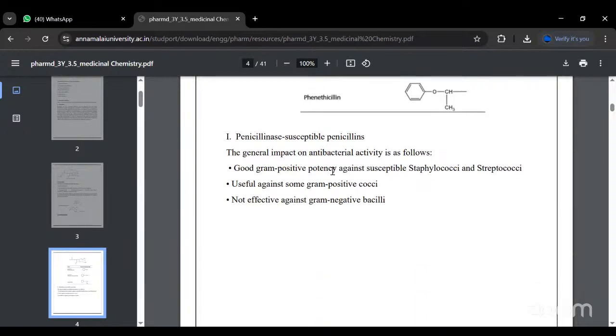The classification of penicillin is susceptible penicillins. The general impact on antibacterial activity is as follows. This has good potency against gram-positive bacteria, such as streptococci and staphylococci. Next one is useful against some gram-positive cocci.